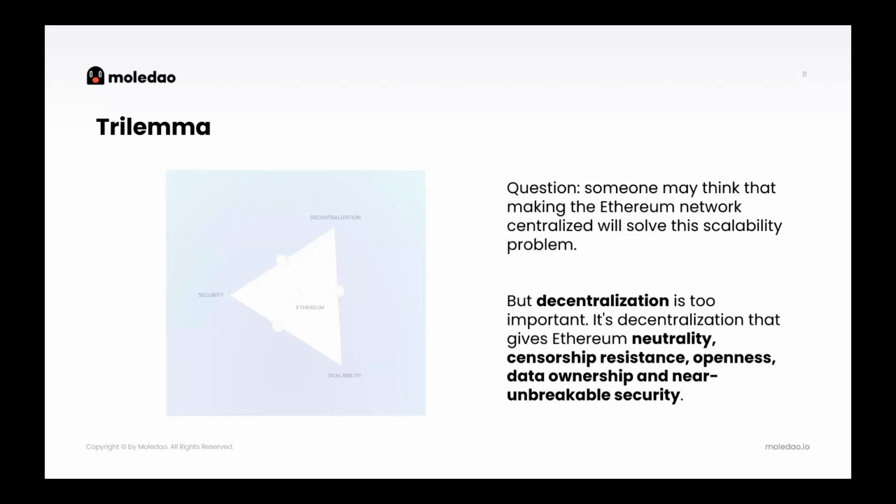Someone may ask, why don't we just make the Ethereum network centralized to solve this scalability problem? Why not? But the thing is, decentralization is too important. It's decentralization that gives Ethereum its neutrality, censorship resistance, openness, data ownership, and near unbreakable security. This also means we need to expand the scalability of Ethereum while maintaining the security and decentralization.